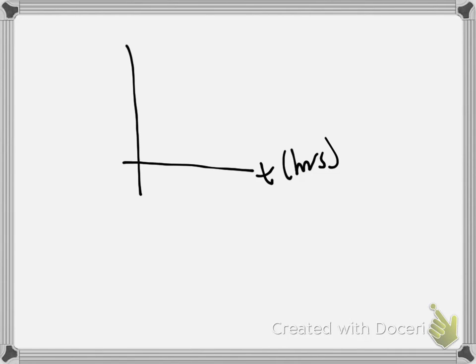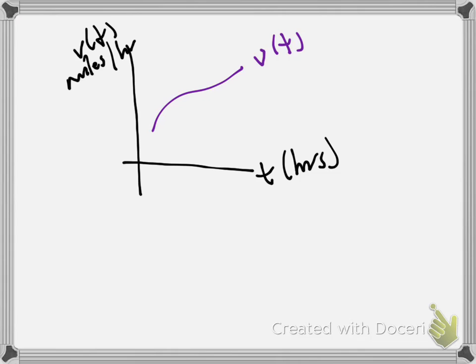Let's take the miles per hour and let's plot that. So we still have t in hours, and then we have v of t in miles per hour. Let's draw it in a different color. So this is the v of t graph, and again we're interested in the rate of change of the velocity function, and the vertical change would be change in y, and the horizontal change would be change in x.